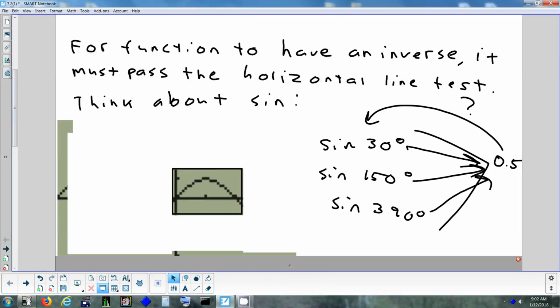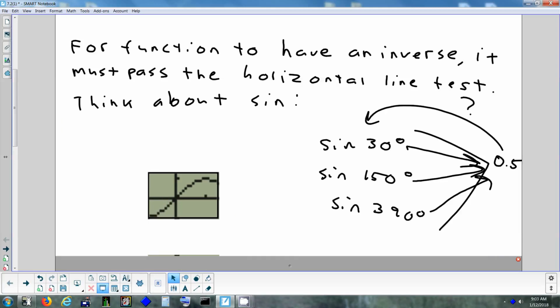If I were to focus on that section, could a horizontal line hit what's in that box more than once? Yeah, it still could. So that's not a good section to focus on. But if we slide it just a little bit, pretty close, kind of like that, could a horizontal line ever hit that section more than once? No. So if we agree that we're just going to focus on that section, when we do inverse trig, we would only get one answer because a horizontal line would never hit that more than once.